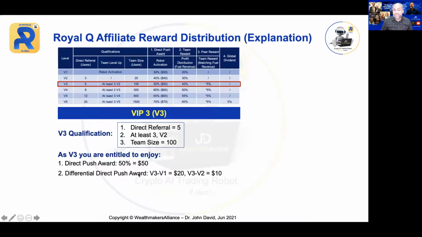Can you see the difference push reward between V3 to V1, right? You're going to enjoy V3 to V1 $20. V3 to V2 is $10. Can you see that? Now let me show how that happens shortly.